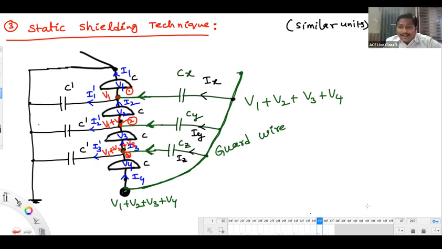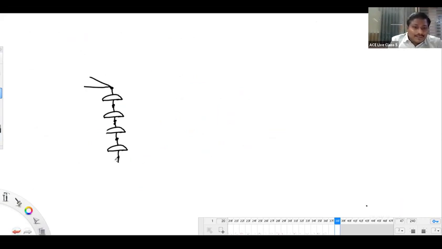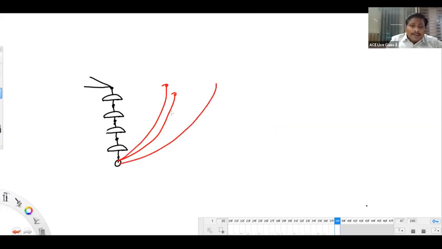For example, I'll tell you. Just look here. Let's say this is a string I have. Can we keep a guard wire simply like this? Will it improve string efficiency to 100? Or can we keep a guard wire simply like this? Will it improve to 100? Or like this? Tell me, please.